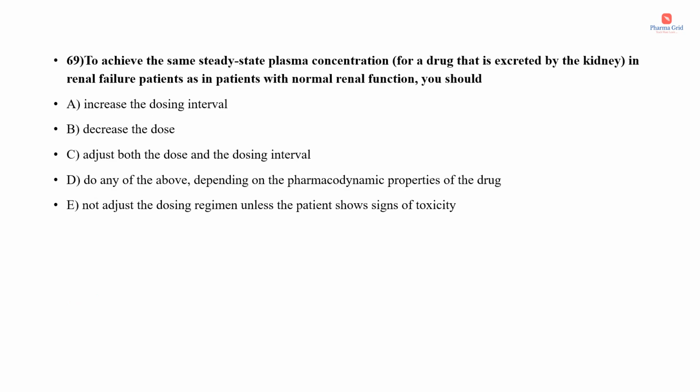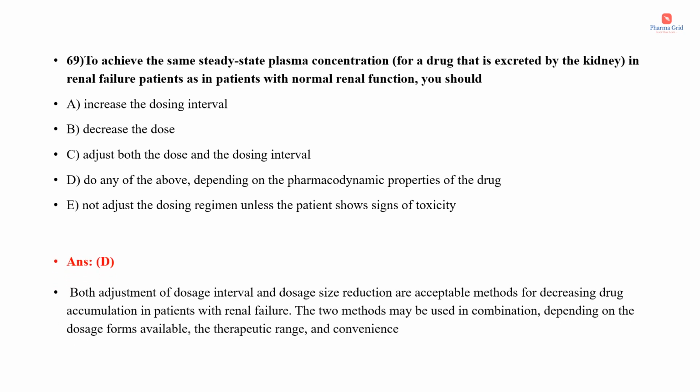To achieve the same steady state plasma concentration for a drug that is excreted by the kidney in renal failure patients as in patients with a normal renal function, you should: the options are increase the dosing interval, decrease the dose, adjust both the dose and the dosing interval, do any of the above depending on the pharmacodynamic properties of the drug, not adjust the dosing regimen unless the patient shows signs of toxicity. Here the correct answer is option D, that is do any of the above. Any of the above means either we can increase the dosing interval or decrease the dose or adjust both the dose and the dosing interval depending upon the pharmacodynamic properties of the drug.